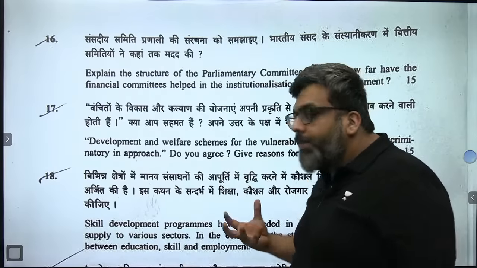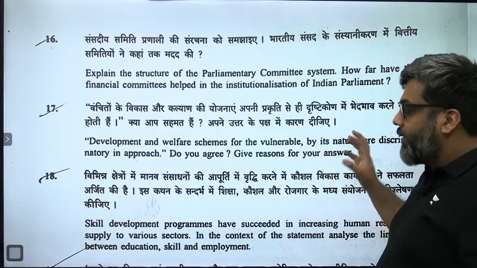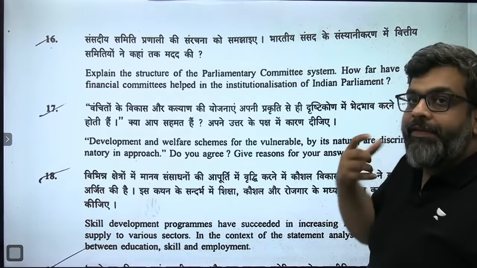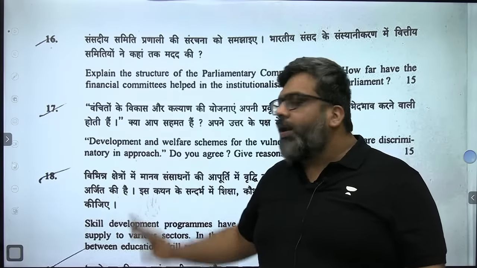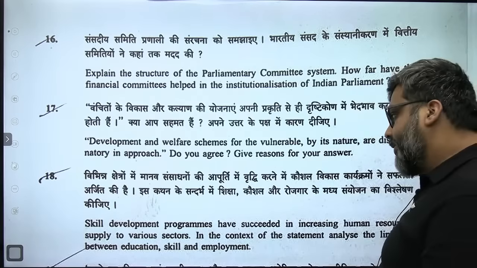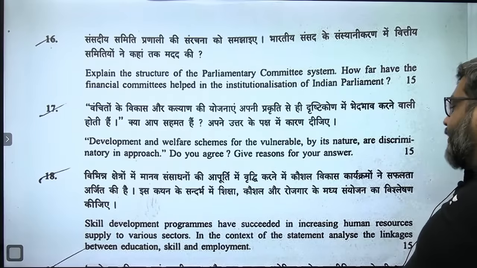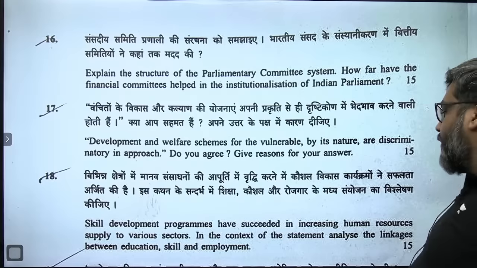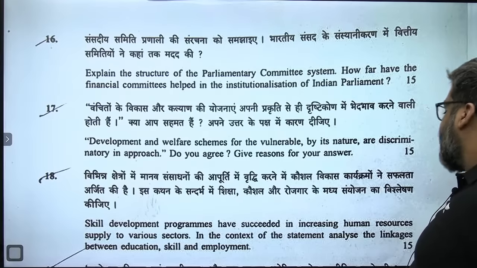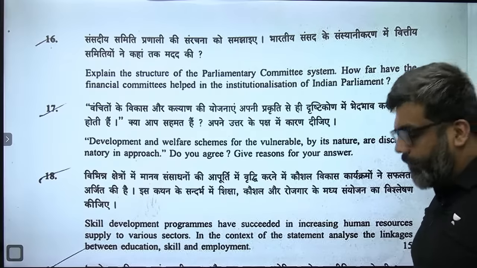Special provisions are made because of something called equal protection of law. So yes, a tough question in terms of defending it, but in terms of content, you'll have no dearth. So overall, I'll mark this as a medium question. 18th. Skill development programs have succeeded in increasing human resources supply to various sectors. In the context of the statement, analyze the linkages between education, skill, and employment.